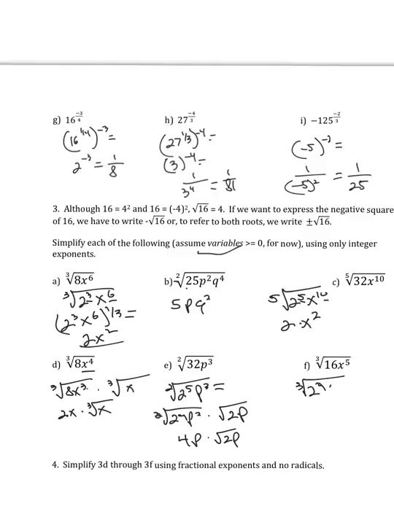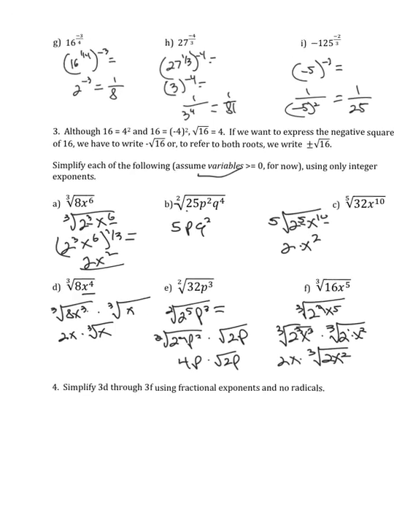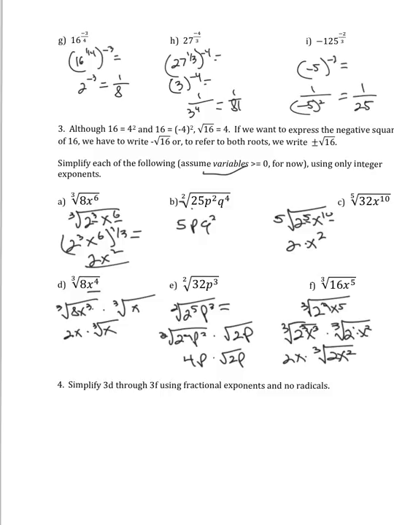2 to the 4th x to the 5th, which we can break into cube root of 2 cubed x cubed times the cube root of 2 to the first times x squared. So we end up with the simplified version of this is 2x times the cube root of 2x squared. Okay, then it asked us to simplify 3D through 3f using fractional exponents, no radicals.